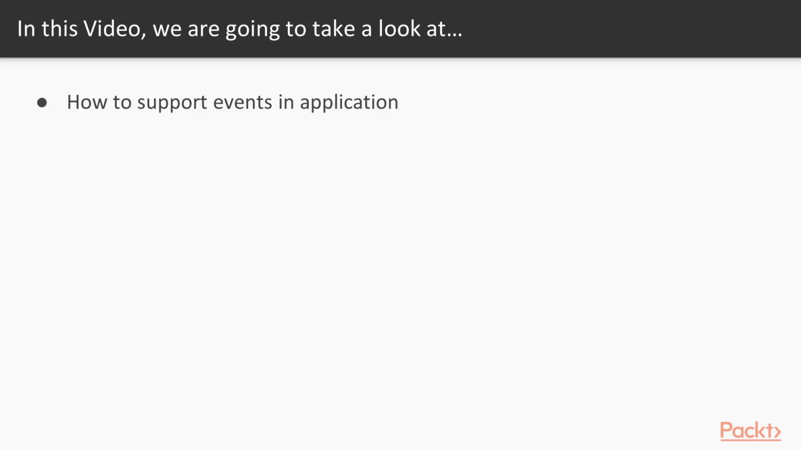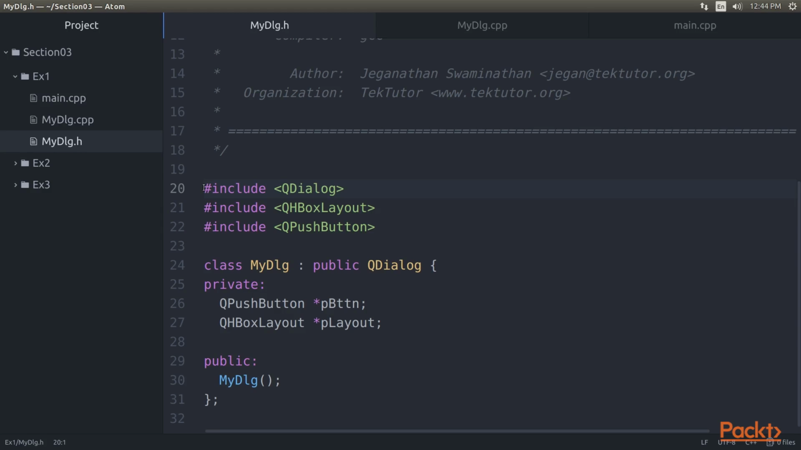In this video we will understand how to support events in our application. We will see a simple application with just one button. When the button is clicked, check whether we can print something on the console or not.